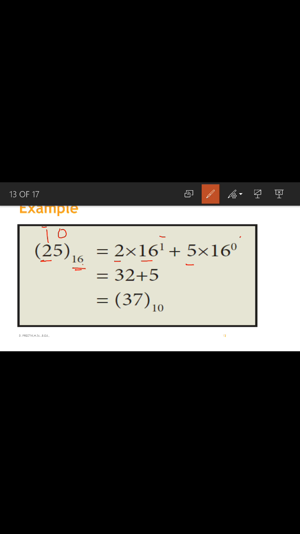So now we have to calculate. So 16 power 1 is 16. So 16 into 2 is 32. Then plus 5 into 16 power 0. 16 power 0, anything to the power 0 is 1. Then 1 into 5 is 5. So 32 plus 5 is 37. So while representing it as a decimal number, we have to write the base for the decimal number. So its base is 10. So 37 to the base 10.